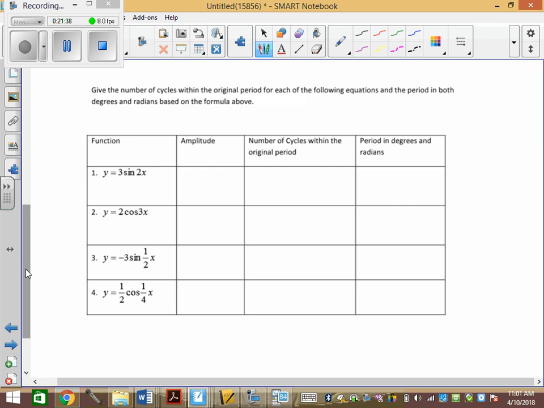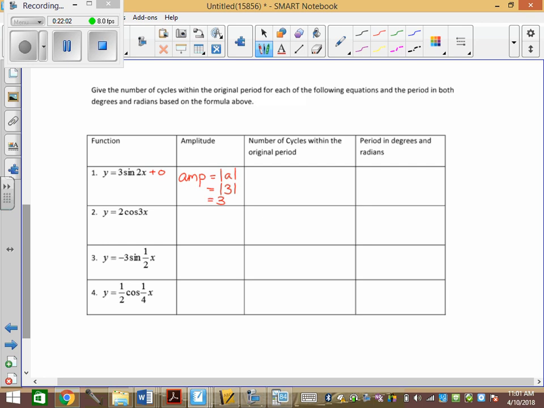So what's the amplitude in number 1 here? 3. My amplitude is always the absolute value of A. So in this case, it's the absolute value of 3. So it's 3. So I go up 3, I go down 3, right? And what's my D? It's 0. So I'm still symmetrical about that x-axis. So I'm up 3, down 3, right?